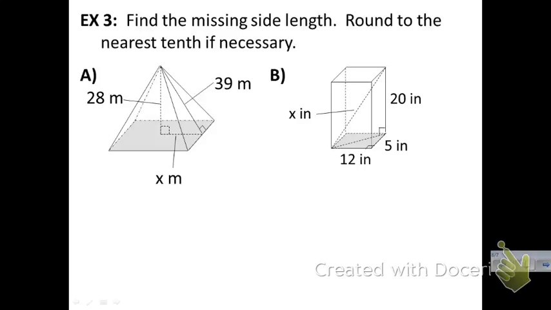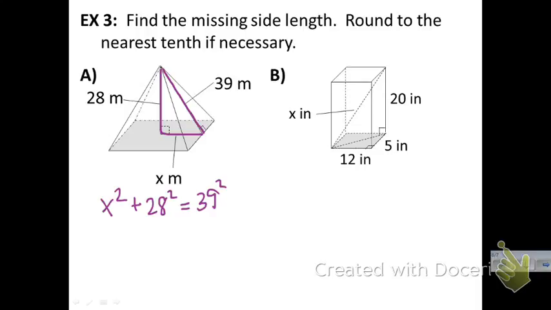Okay, on example 3, we're going to find the missing side length, and we need to round to the nearest tenth if necessary. So I think the most important thing is, some of you guys know that this is a pyramid, and you need to identify the right triangle that we're talking about. So here's our right triangle. And we're going to take A squared, in this case I'm going to call it X squared, plus 28 squared. This will be equal to C squared, 39 squared, and recognizing that 39 is the longest side.